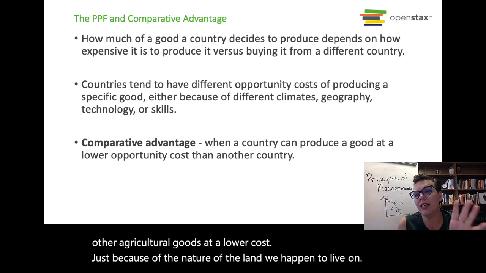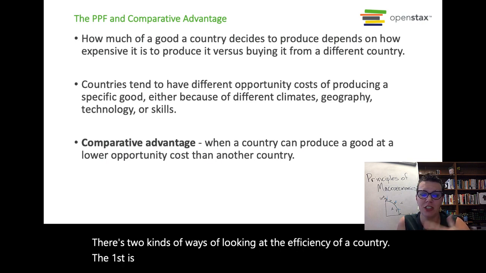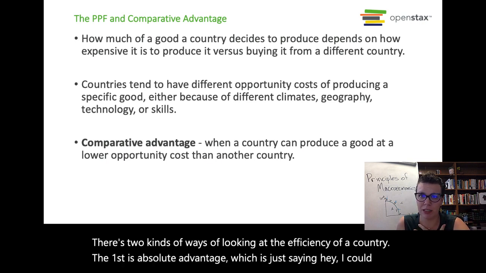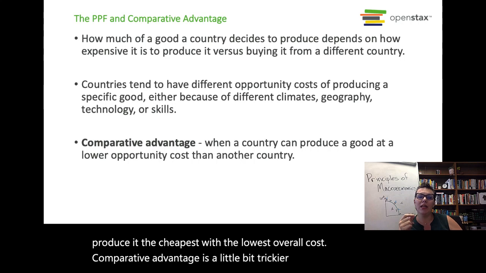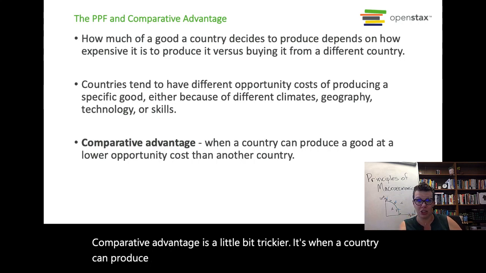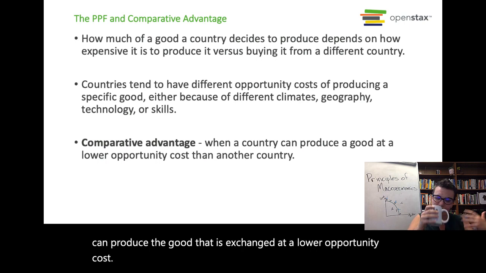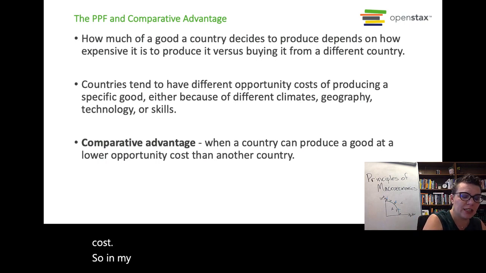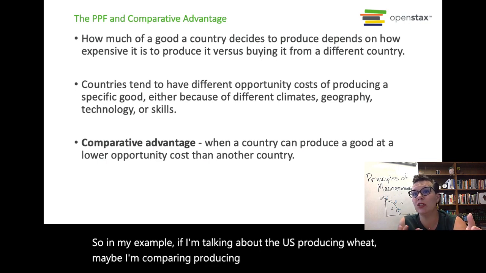There's two kinds of ways of looking at the efficiency of a country. The first is absolute advantage, which is just saying, hey, I can produce it the cheapest with the lowest overall cost. Comparative advantage is a little bit trickier. It's when a country can produce a good that is exchanged at a lower opportunity cost. So in my example, if I'm talking about the U.S. producing wheat, maybe I'm comparing producing wheat to producing computers.